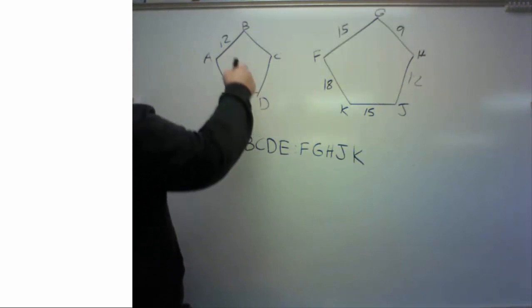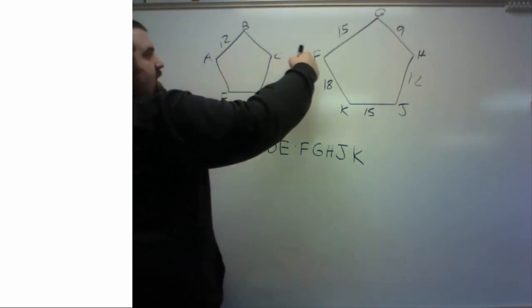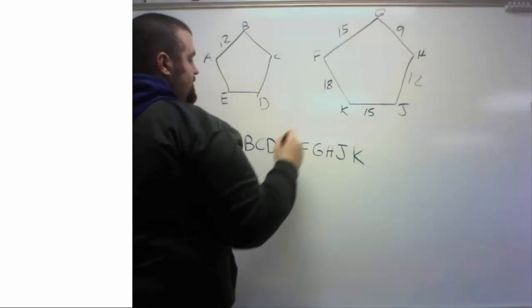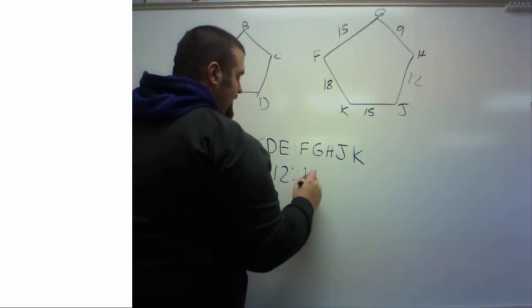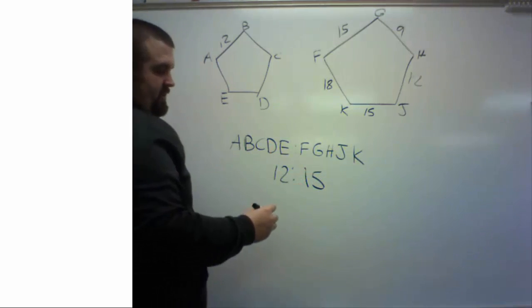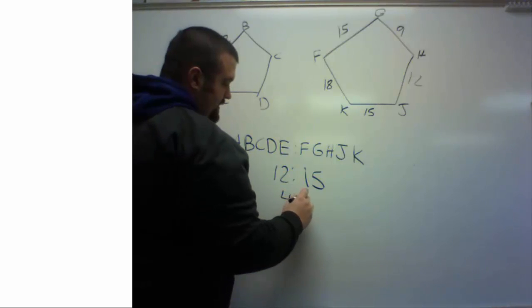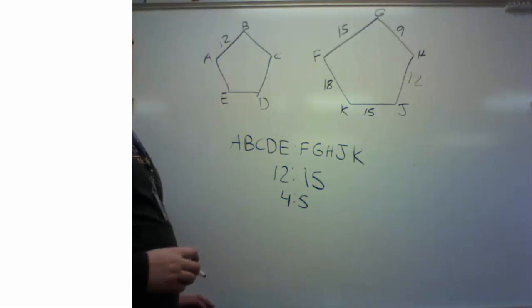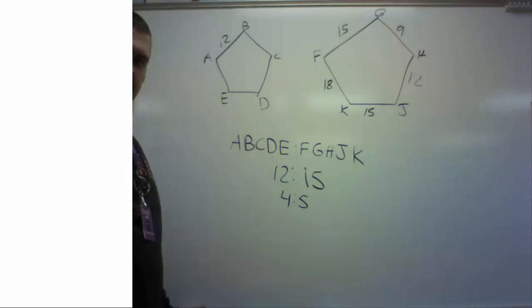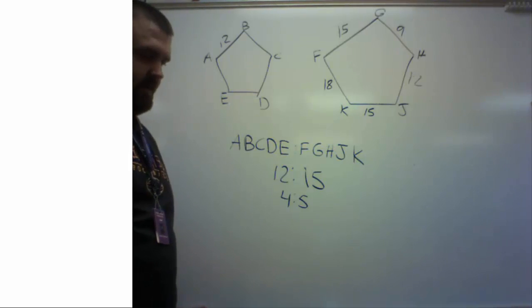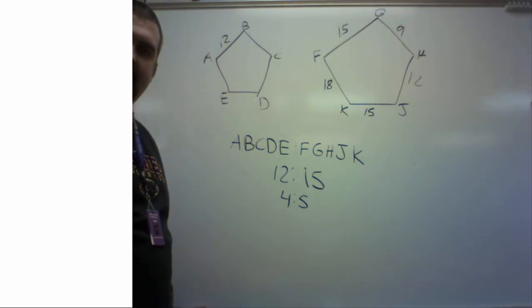The scale factor, well, here is the corresponding side to here. So 12 to 15 is the scale factor, or better, 4 to 5, because they're both divisible by 3. So the scale factor from pentagon ABCDE to pentagon FGHJK is 4 to 5.